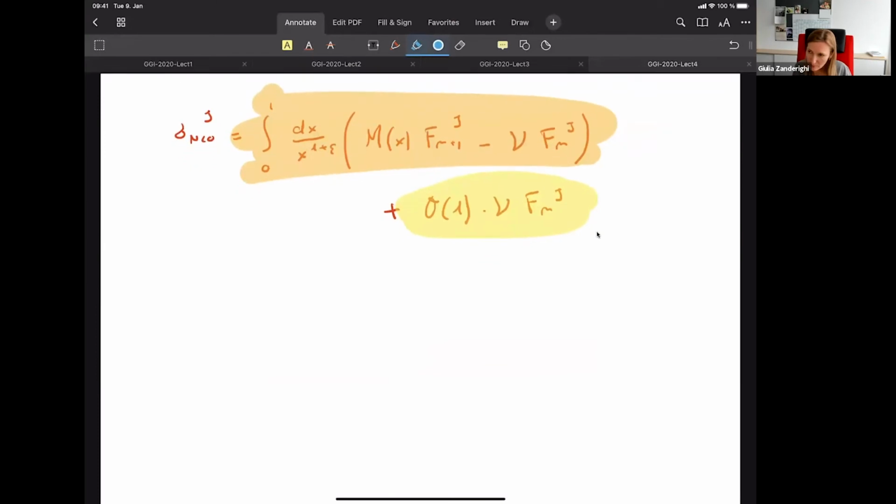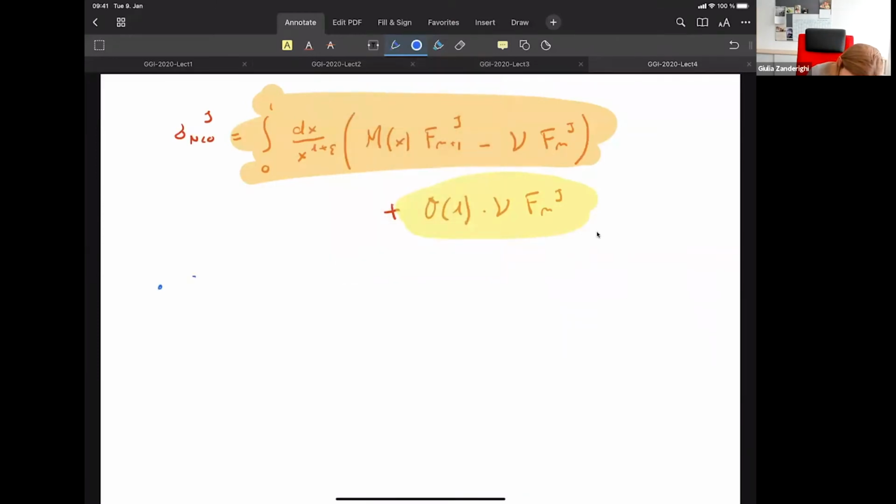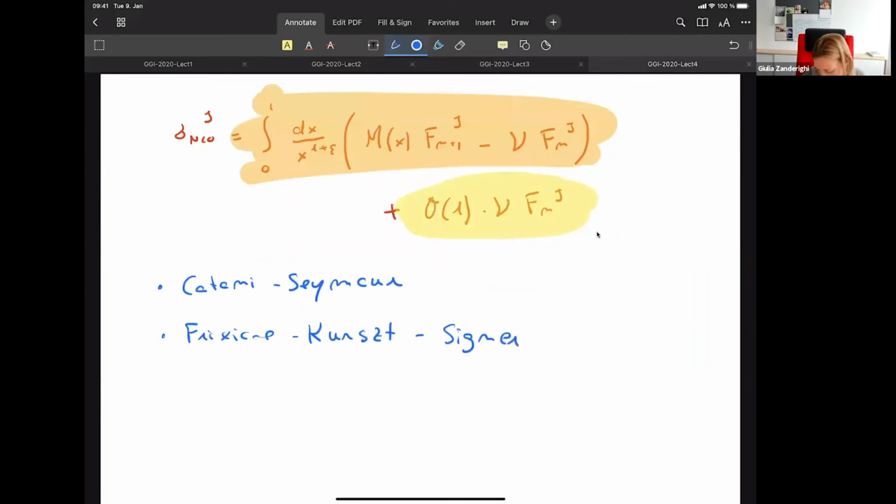Now, how you implement or realize this can be very different. There are two main methods that I just want to mention. One is the Catani-Seymour approach, and the other is the Frixione-Kunszt-Signer method, the so-called FKS method, and this is the Catani-Seymour, CS, method.